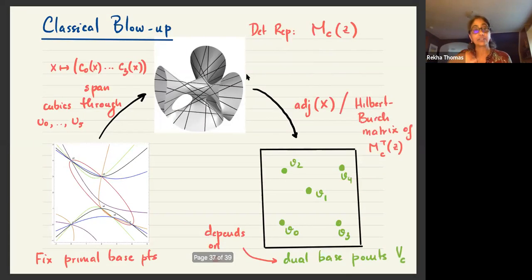And now we can blow down to the other side. So you can blow down either with the adjoint map or via another Hilbert-Birch. And if you do that, you'll get dual base points. And these dual base points are V's now. And the dual base points also depend on the cubics that we started with. So the choice of cubics here gave you the determinantal representation, which in turn gives you these V points. And what happens here is that the V points that you construct here, they're completely different depending on which cubics you choose here. So there's nothing canonical that's happening.